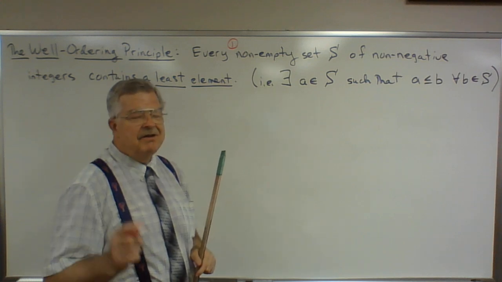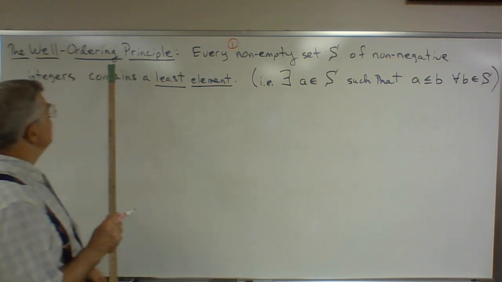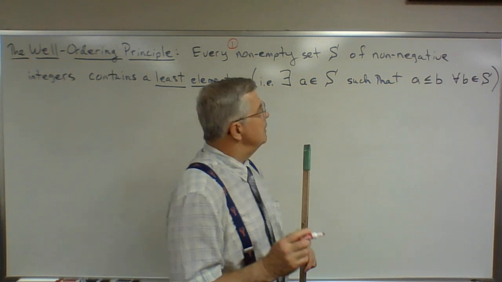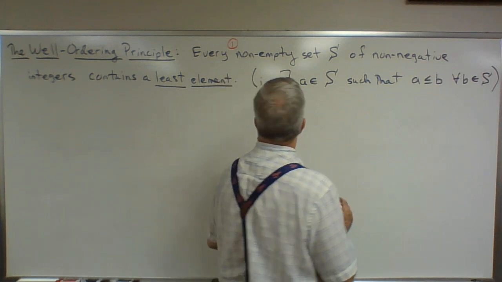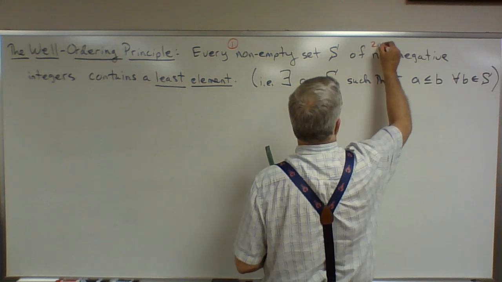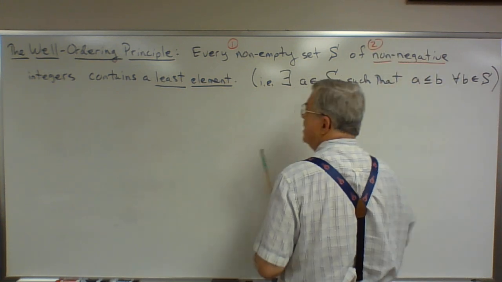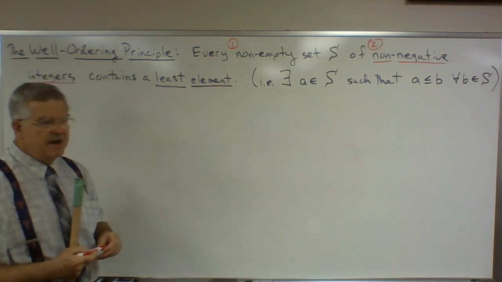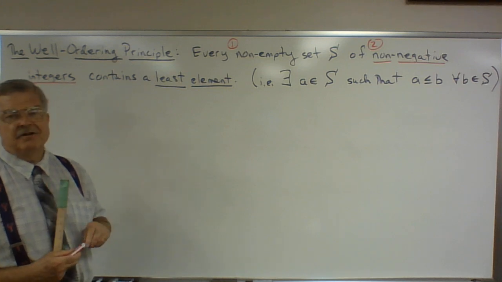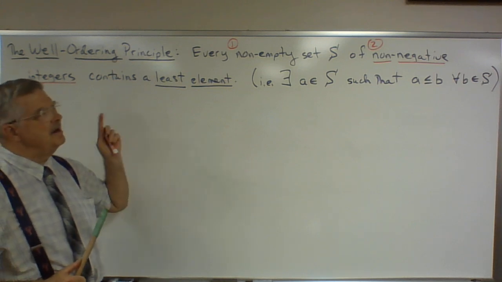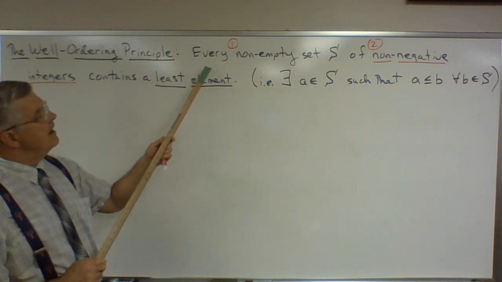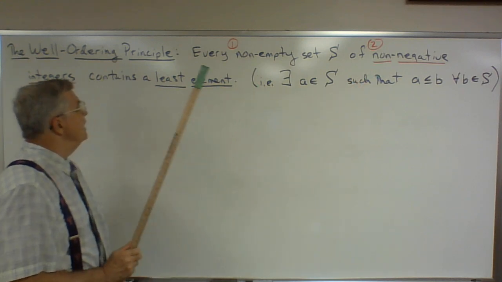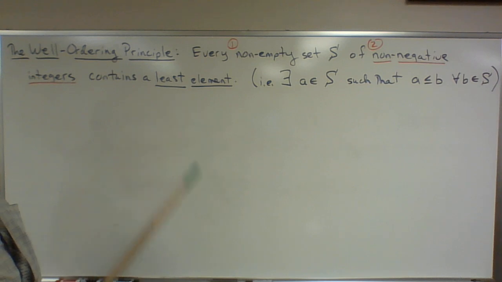The second condition necessary for the well-ordering principle to apply is that all of the elements in the set S have to be non-negative integers. Not just integers and not just non-negative, but they have to be non-negative integers. So every non-empty set of non-negative integers has a least or a smallest element.